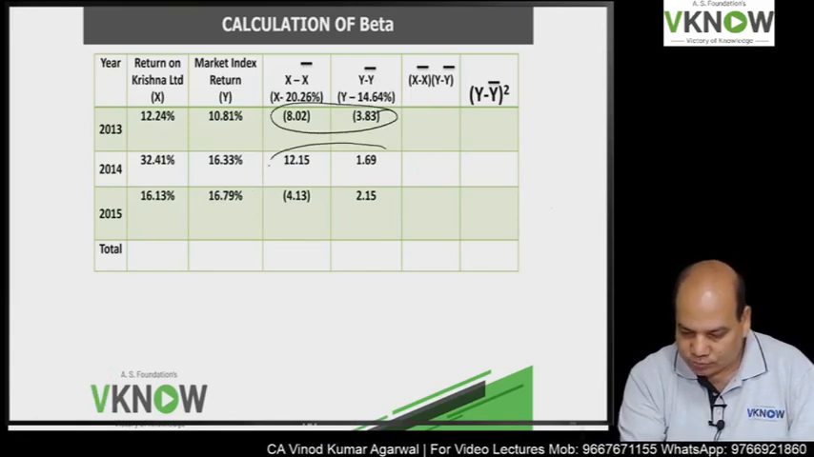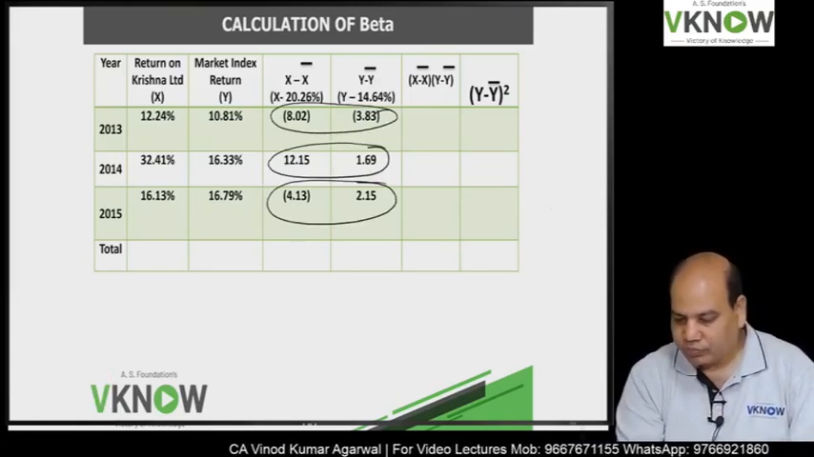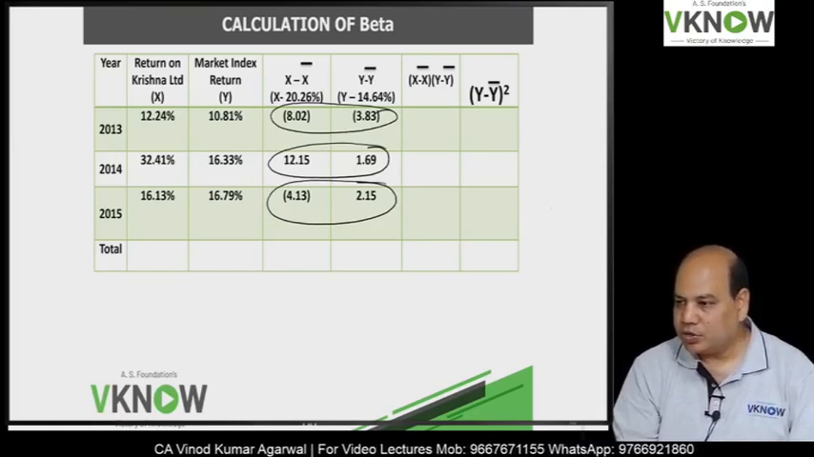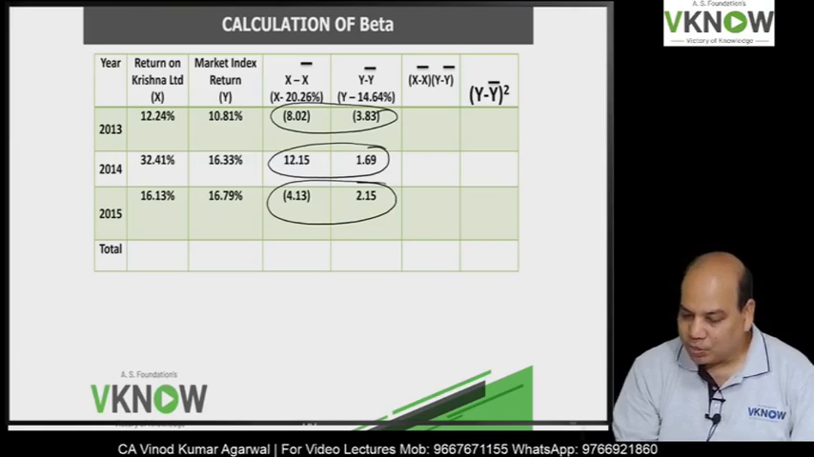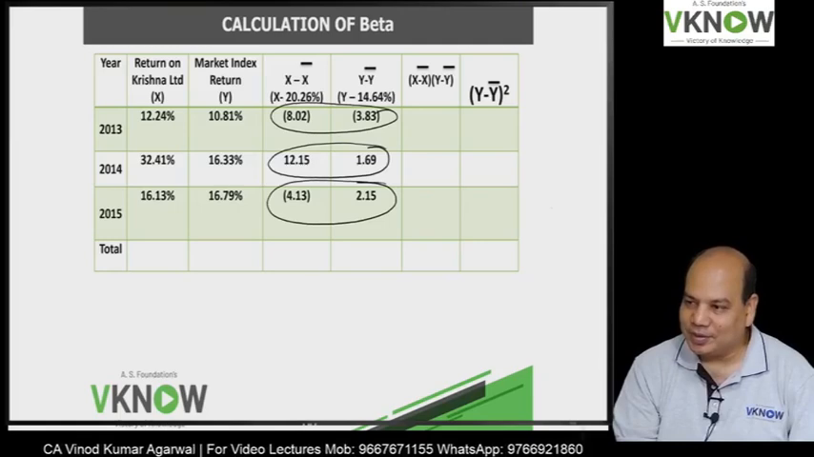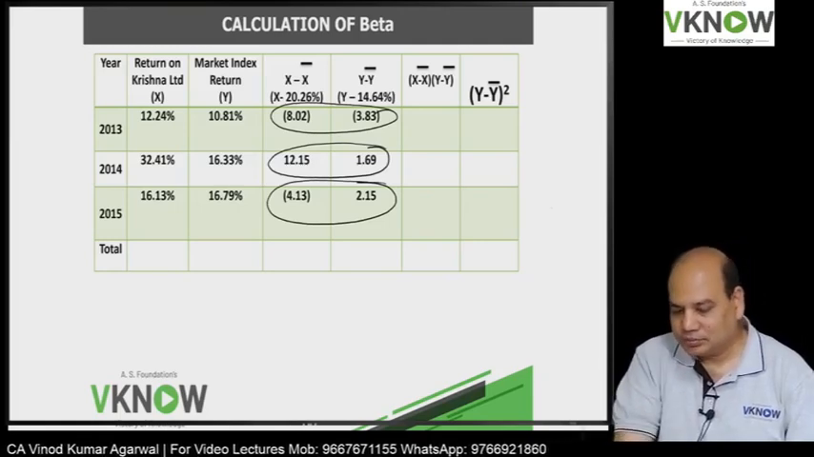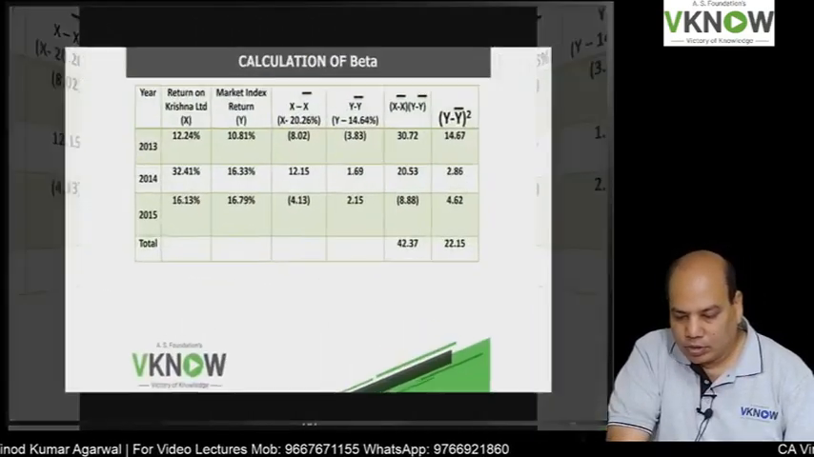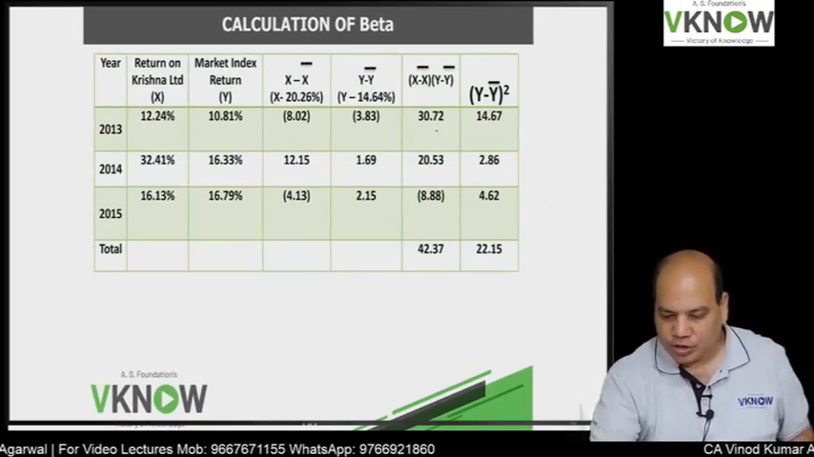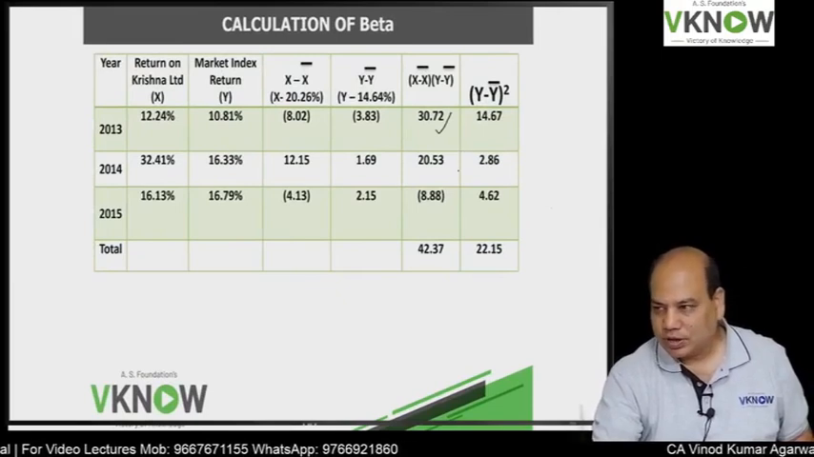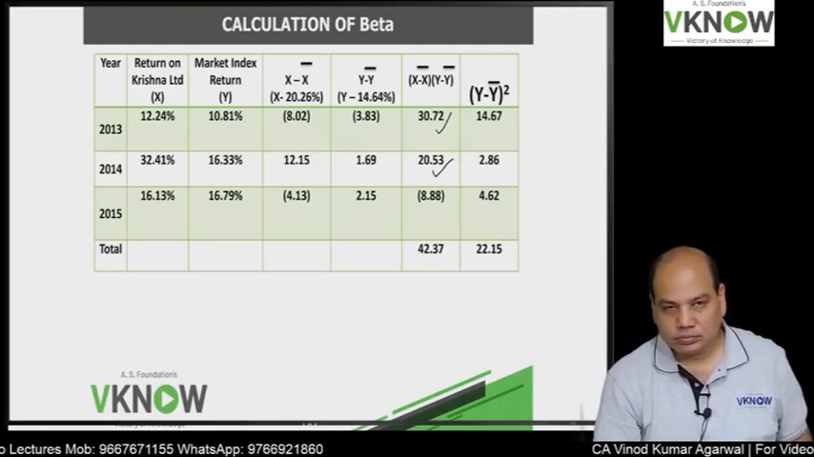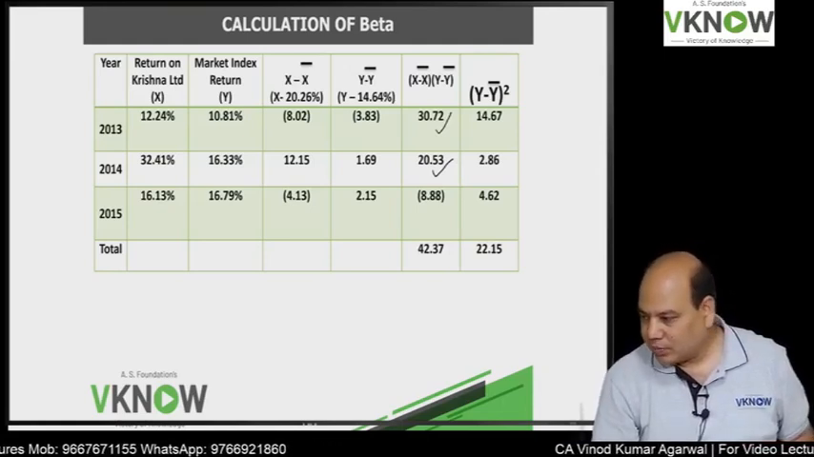Now what you will do? Multiply these two. X minus x bar into y minus y bar. If both are negative, write positive number. If both are positive, write positive number. One is positive, one is negative, write negative number. Check. Done. Check the answer of second last column. Are you getting positive 30.72? Say yes. 20.53. 20.53 is right.